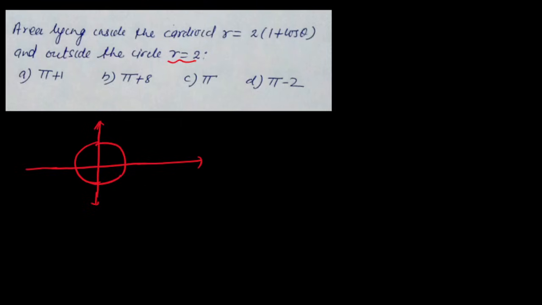I hope you understand, because r is equal to 2 is basically under root x square plus y square is equal to 2. So this is x square plus y square is equal to 2 square. So a circle of radius 2. And r is equal to 2 into 1 plus cos theta. So at theta is equal to 0, r, so this cardioid looks like this.